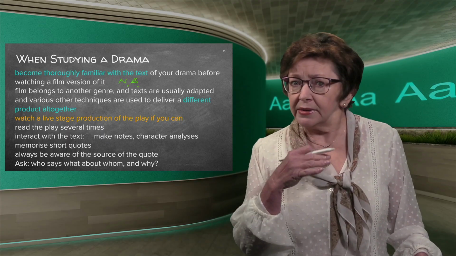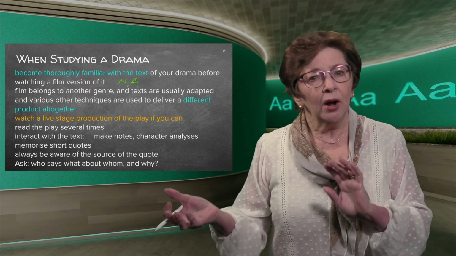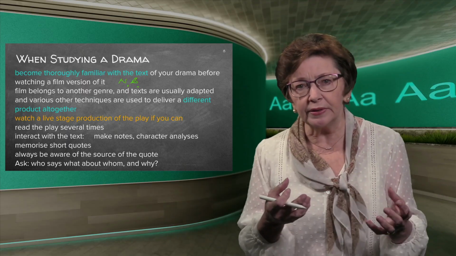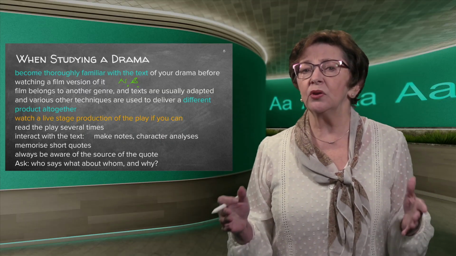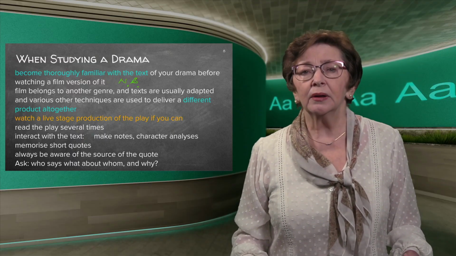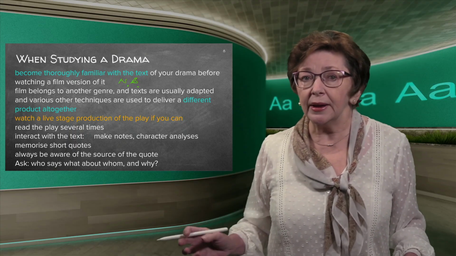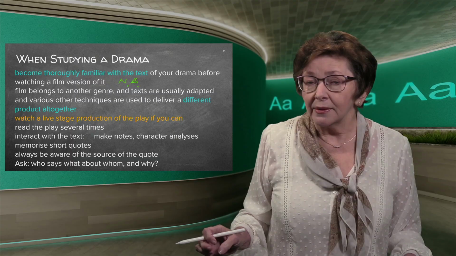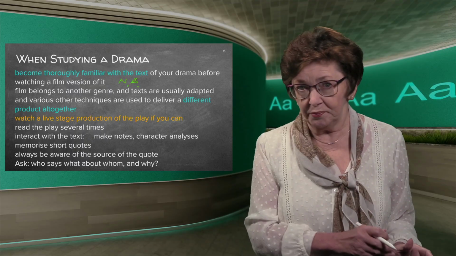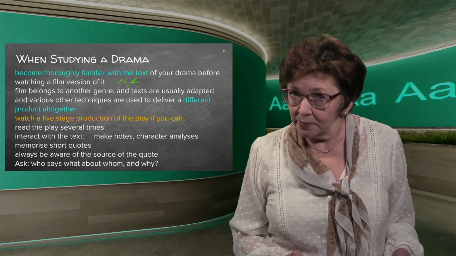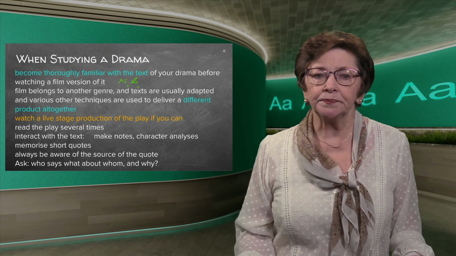By all means, eventually watch a movie on it or more than one, compare it to the text, make your critical comments on it also. But remember that eventually, when you are writing on your drama, it will be on the text. The moment you bring in information that actually got covered in a certain film, but it's not part of the drama, you're in trouble. So you're going to have to interact with the text very thoroughly.